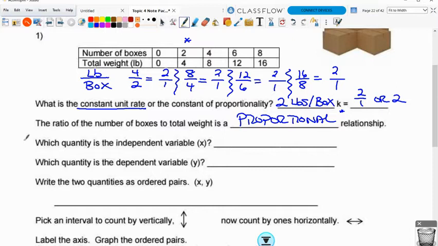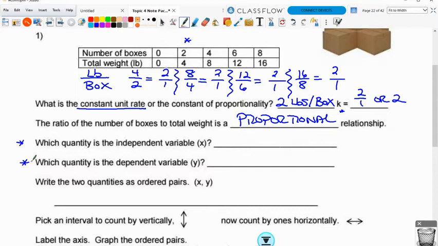Now, these next 2 questions are new to us. It says, which quantity is the independent variable and which quantity is the dependent variable? We need to figure out which is independent and which is dependent for when we do the graph in a little bit. Looking at the data from the table, we had the pounds and the boxes. The weight of the boxes depends on how many there are. So the weight is going to be the dependent variable. The independent variable is the number of boxes.